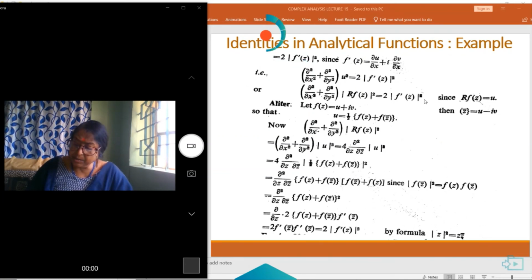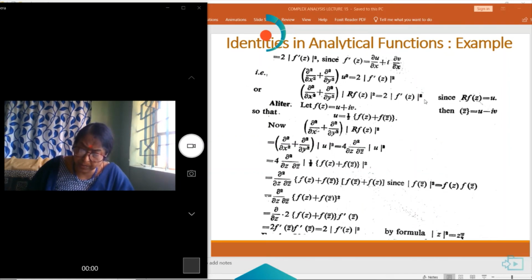So del 2 by del x square plus del 2 by del y square of the real part of f(z) the whole square is equal to 2 times modulus of f dash z the whole square, since real part of f(z) is equal to u, hence proved.